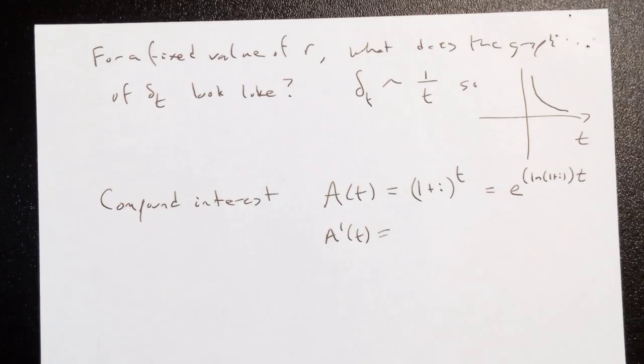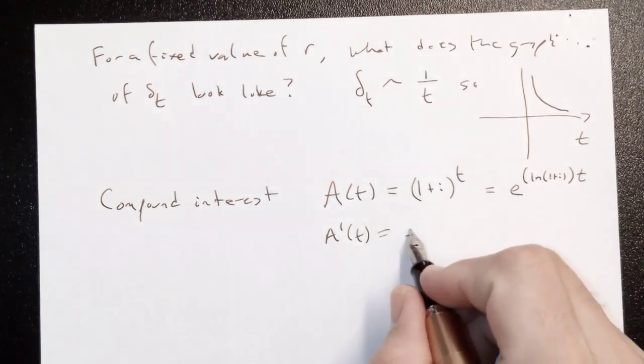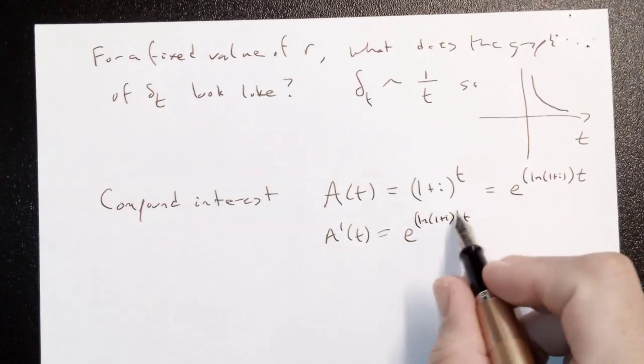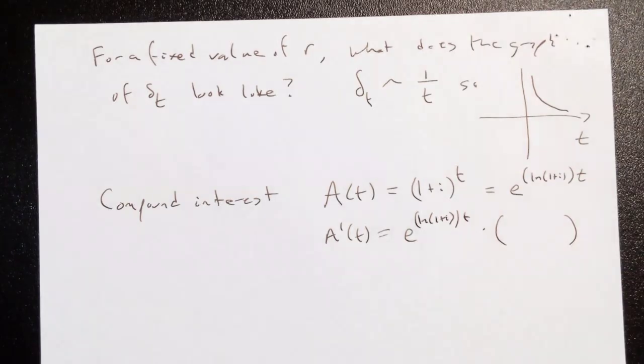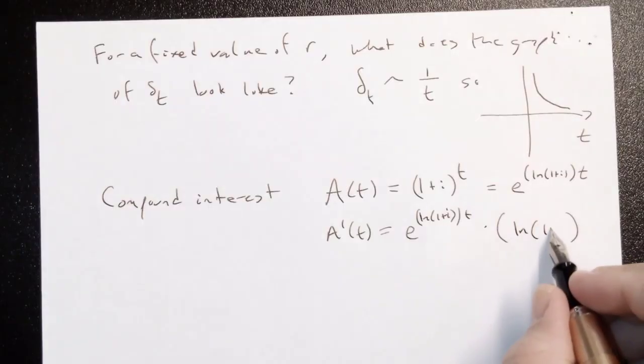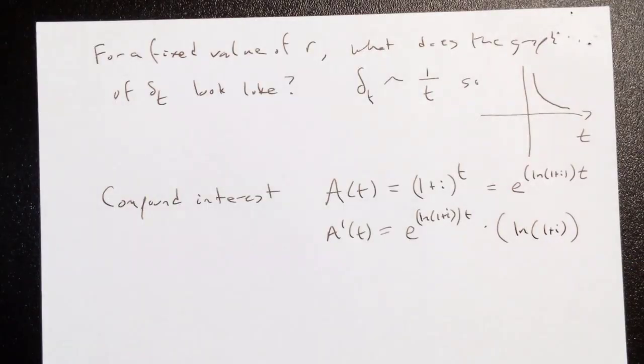Right, chain rule. So I'm going to get the same thing and then the derivative of the stuff. But remember, the stuff is ln of 1 plus i. Ln of 1 plus i is a number times t. So the derivative of number times t is just the number. What's my force of interest?